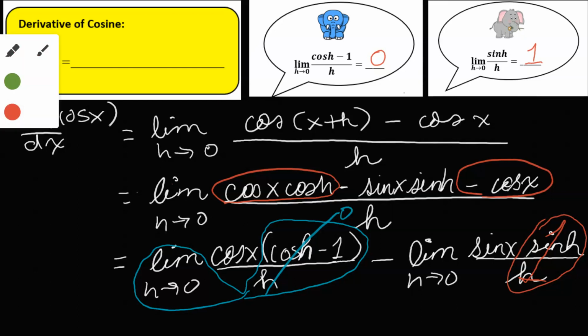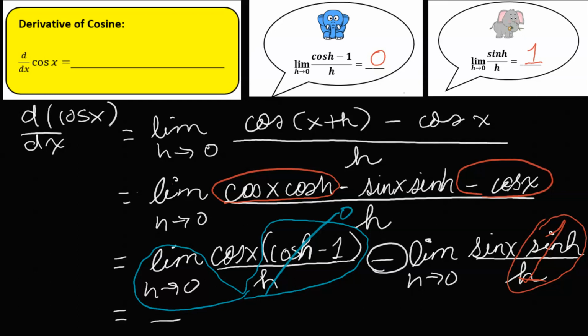0 multiplied by anything is 0. So the first part is 0. So I will have this minus. This is 1. When h is approaching 0, sine of x is still going to be sine of x. Multiplied by 1 is going to be sine of x. So we say the derivative of cosine of x with respect to x here is negative sine x.